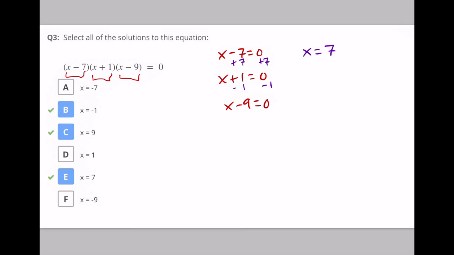We can subtract 1 from both sides. We get x equals -1. And lastly, add 9 to both sides. We get x equals 9. So I want to choose x equals 7, x equals -1, and x equals 9. Just like I found off to the side here.